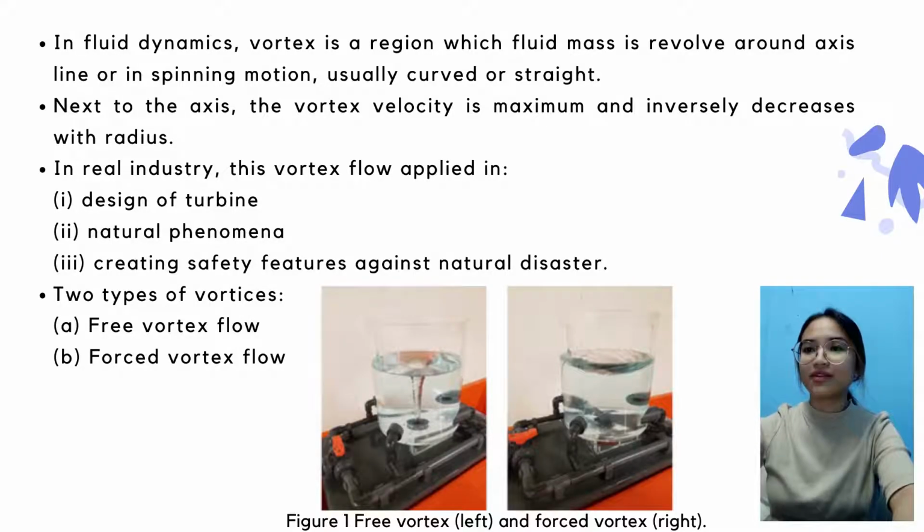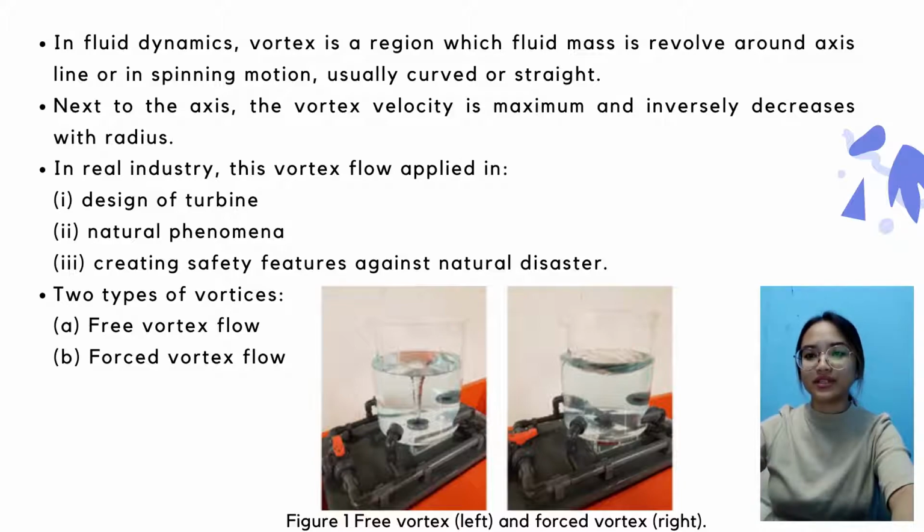Fluid dynamics. A vortex is a region in which a fluid mass revolves around an axis line or in spinning motion, usually a curved or straight line. Next to the axis, the vortex velocity is maximum and inversely decreases with radius. True for different orifices, the orifice removes accessories that allow full analysis of the flow over a flow rate range. In real industry, this vortex flow is applied in the design of turbines, natural phenomena, and creating safety features against natural disasters.